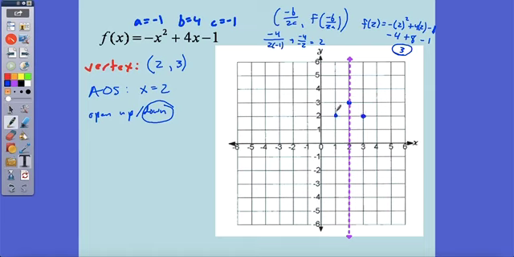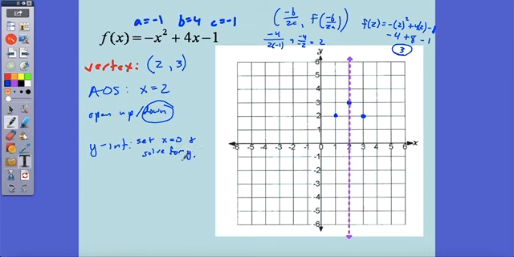And why did we go down 1? Because that was the value of a. Okay, you go left and right 1, up or down, whatever that value of a is. All right, we need one more point. We could find the x-intercepts or y-intercepts here. Let's go ahead and find the y-intercept, because that's always easiest compared to x-intercepts. So if it asked for a y-intercept, or if we need an additional point, which is the next one over, what we do to find a y-intercept, we set x equal to 0 and solve for y in our equation.